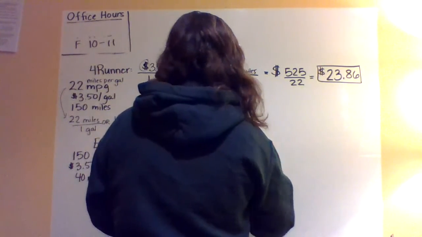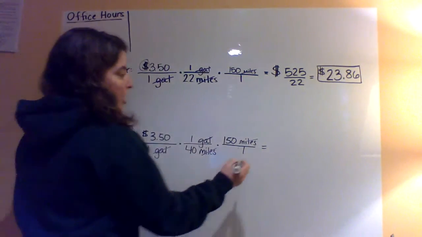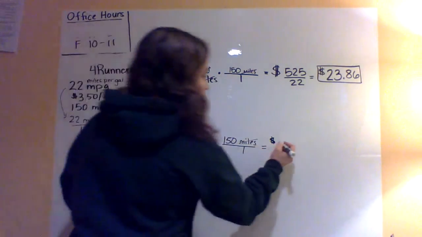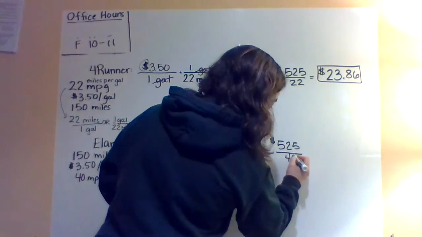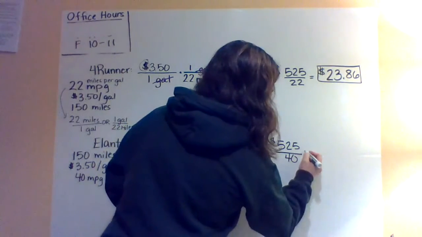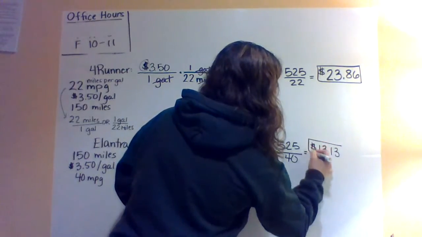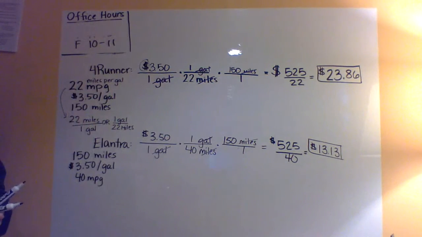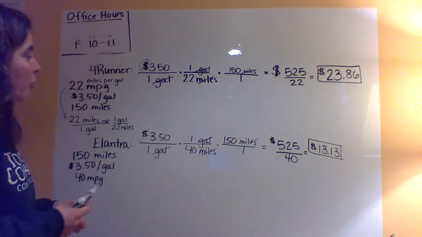So my miles are going to cancel out just like before. I multiply across the top. I'm multiplying the same numbers that I did last time, so I'm still going to get 525. But this time I'm going to get 40 on the bottom. And when I divide and round to the nearest penny, I'm going to get $13.13.